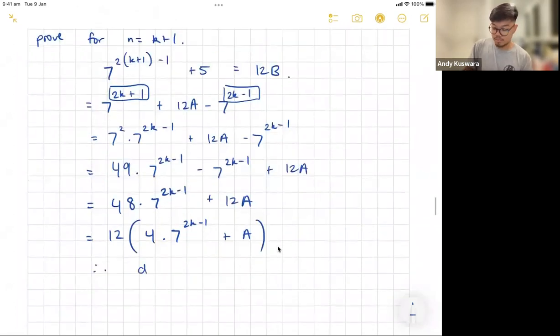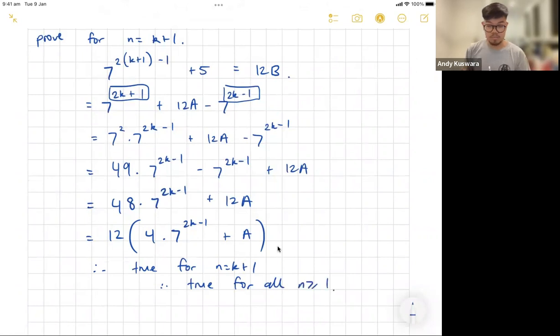Therefore, true for n equals k plus 1. And that's it. Therefore, true for all n greater than or equal to 1.